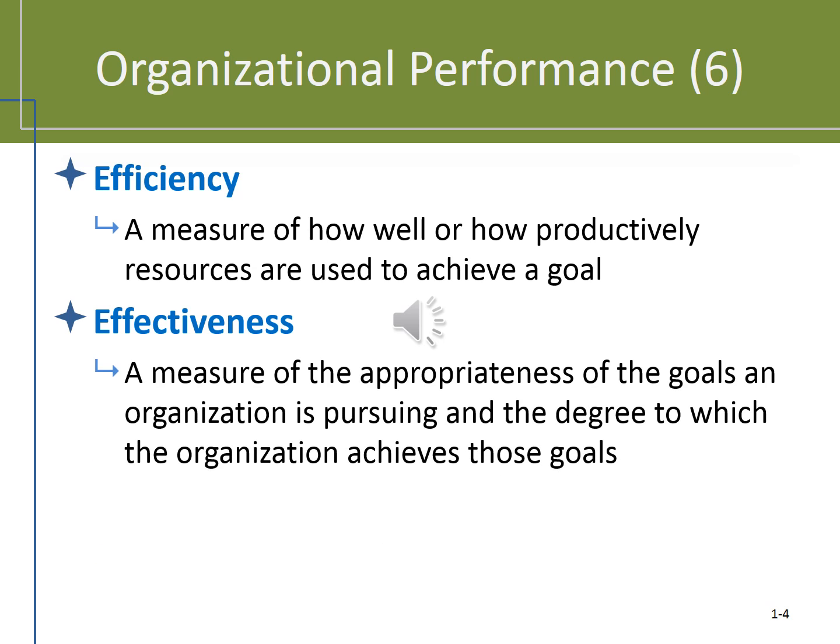Organizational performance is measured in two different ways: efficiency and effectiveness. Efficiency is defined as a measure of how well or how productively resources are used to achieve a goal. Effectiveness is a measure of the appropriateness of the goals an organization is pursuing and the degree to which the organization achieves these goals. There's a key difference in the two. They're not really the same thing at all.